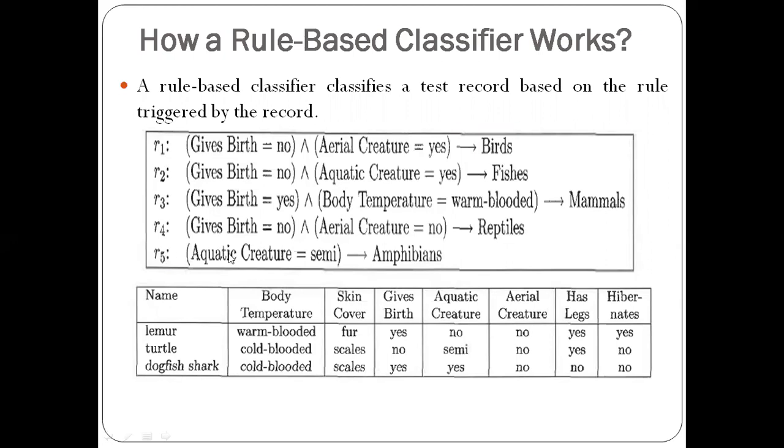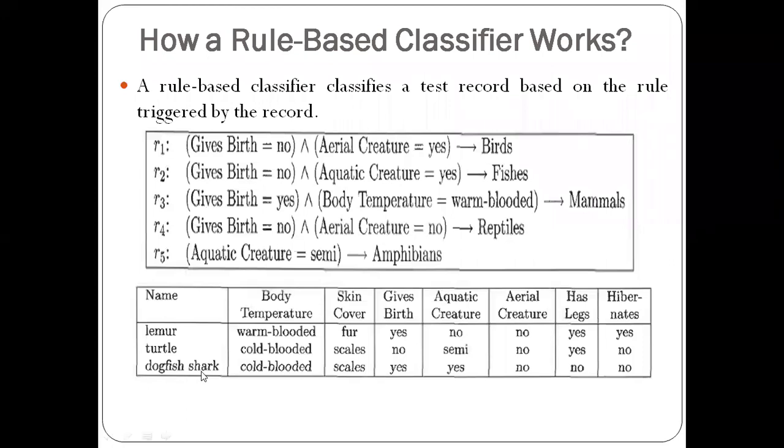Because gives birth is equal to no and aerial creature is equal to no, it matches rule R4, so R4 is triggered. Apart from that, aquatic creature is equal to semi, that is also triggered. So you will have two class labels to be assigned, that is reptiles and amphibians. Now you are in a confusion. In this case, you are unable to assign a class label. For that, we have some solutions. I will explain it later.